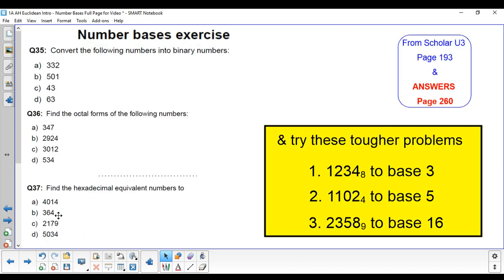You'll find questions on page 193 if you want to look at the book. There's the questions there anyway, and I've put extra ones in there for you to try. These ones, the answers are on 260. These ones, the answers are on the next page in the PDF.